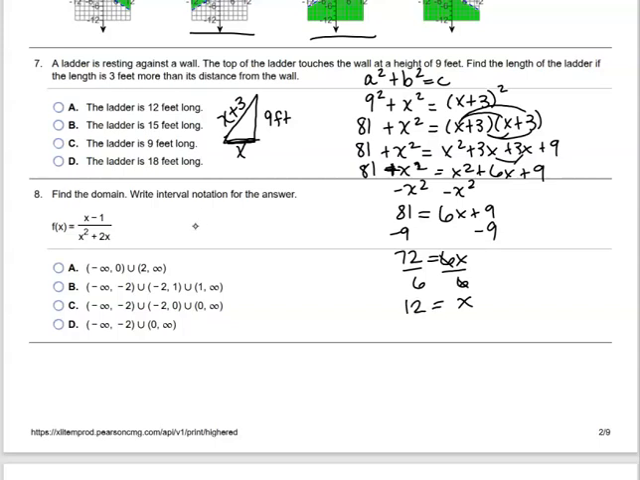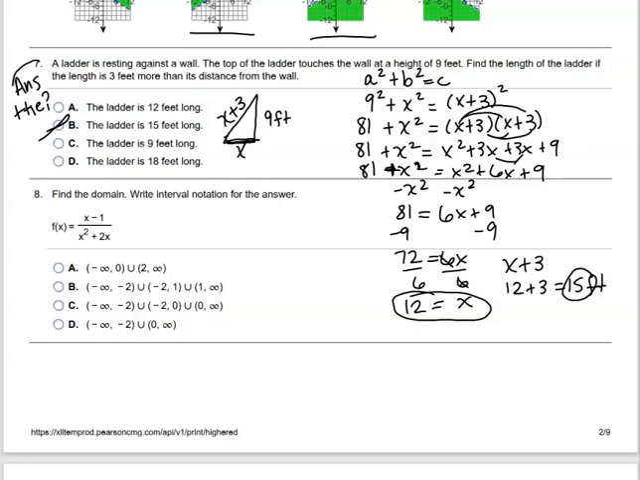So you need to make yourself a really big note here that says answer the question, because 12 represents the distance from the ladder to the wall. The question is find the length of the ladder. So we need to do x plus 3, which is 12 plus 3, which is 15. So 15 feet ends up being the right answer. Make sure you answer the question. I don't know what you need to do here, but make yourself a very big note.